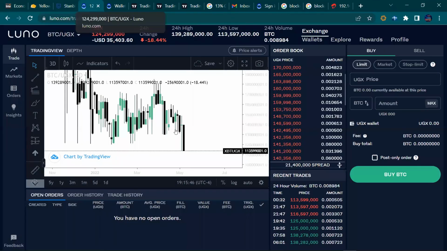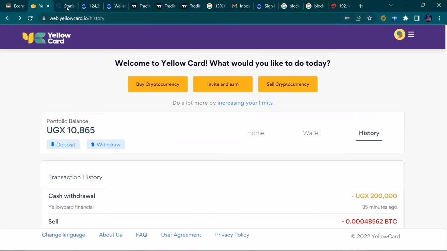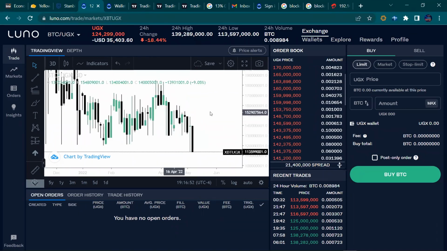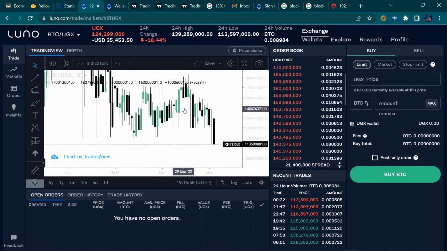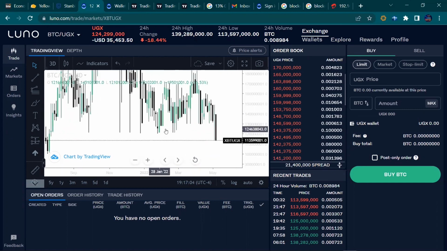And when it comes to Luno, I have something like 5,000 Ugandan shillings, because every time I send and receive Bitcoin, the fees take all my money. So this is the balance I have on Luno. Then I also have some on the other one, this Yellow Card. So I will give you the links about Luno and Yellow Card. But so far, that is the analysis I have on Bitcoin in Ugandan shillings.